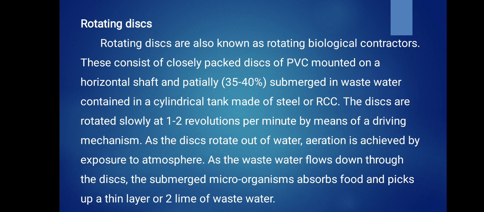Then the rotating disc is made up of PVC. It is mounted on a horizontal shaft and it will not fully submerge in the wastewater tank. It must be partially submerged about 35 to 40%. Then these PVC discs are rotated by means of a driving mechanism. The rotation must be about 1 to 2 rpm, revolutions per minute.